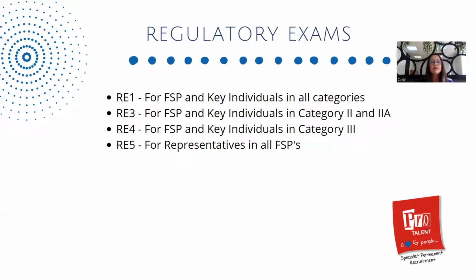Why the confusion comes in is that we're going back to before 2010. Before 2010, the RE5 was actually called the RE1, because there was no other RE1 before then. So if you were doing a representative exam, it would have been called an RE1. But after, I think, 2010, it started changing. The new RE1 started coming into play, and the old RE1 became the RE5. So that's what we'll see.